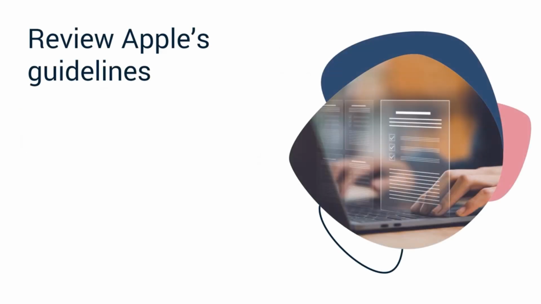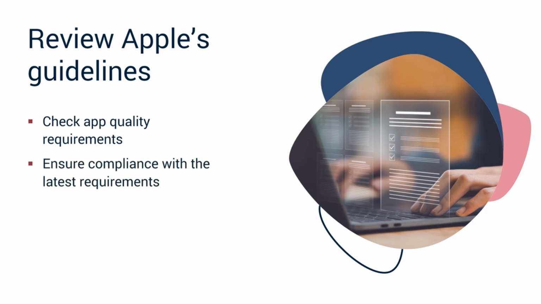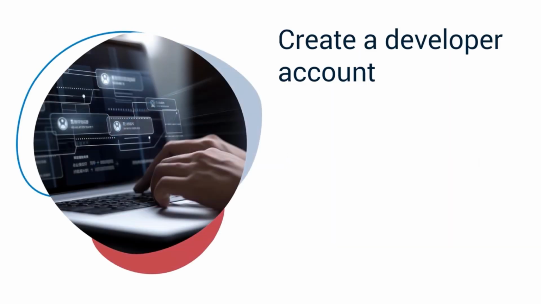Finally, review Apple's guidelines. Apple displays specific app quality requirements on the product page. The App Store is constantly evolving, so check for the latest requirements before each submission. Now, let's begin with the app submission and publishing process.